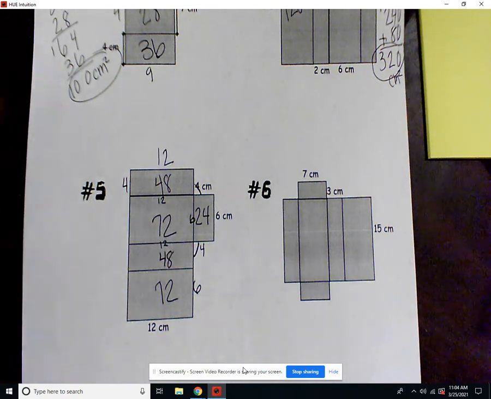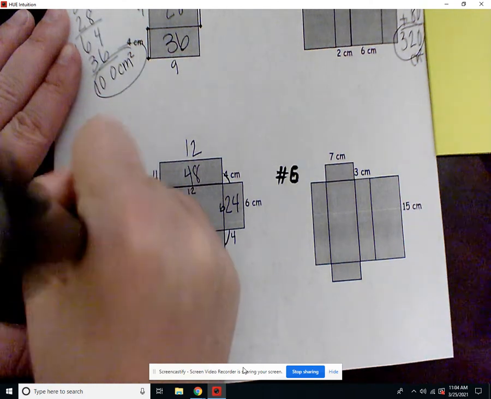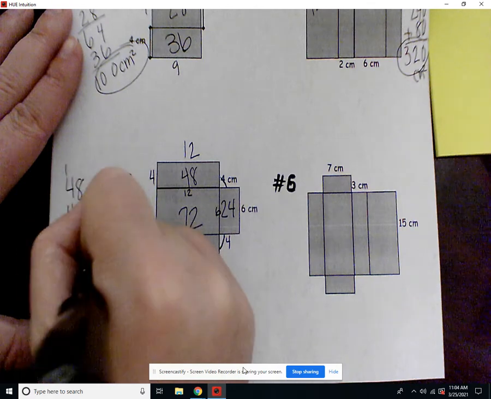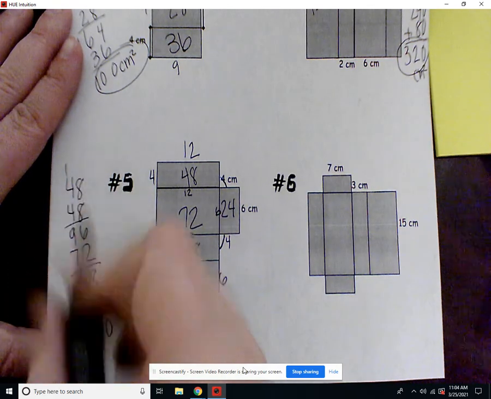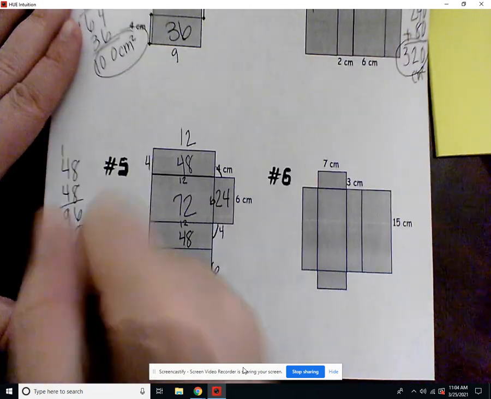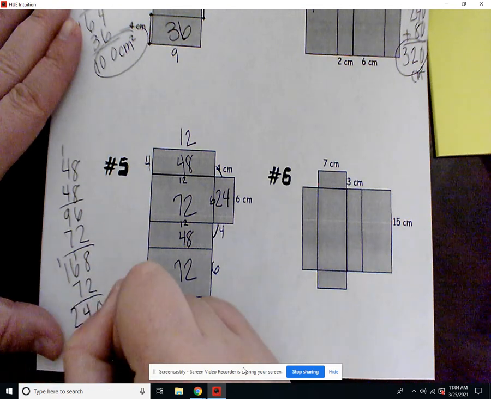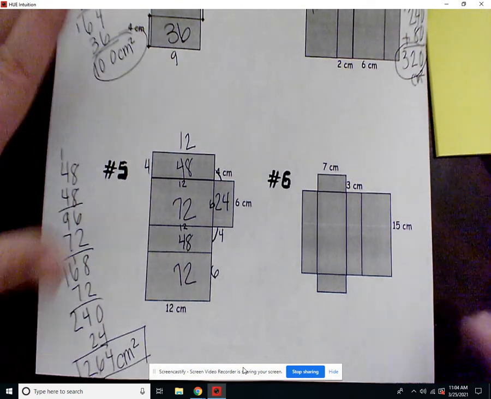Okay, so now we're going to add everything up. We've got 48 and 48, which is 96. Add 72, 72. And then we're going to add our 24, which is 264 centimeters squared.